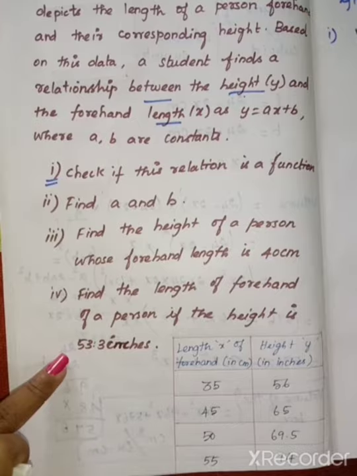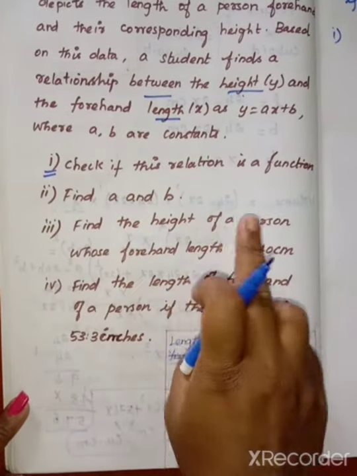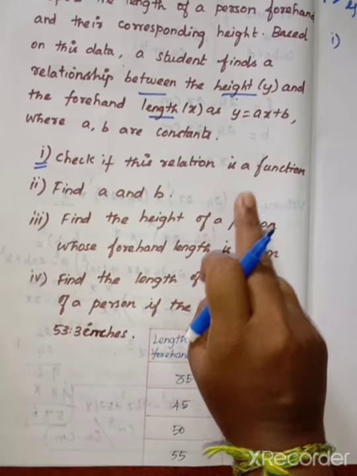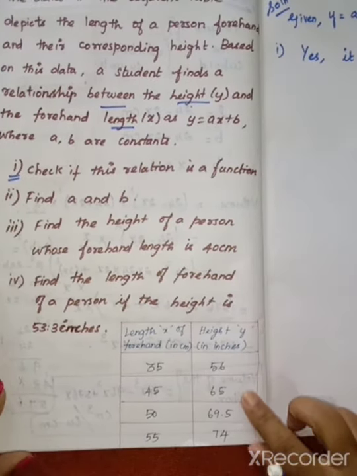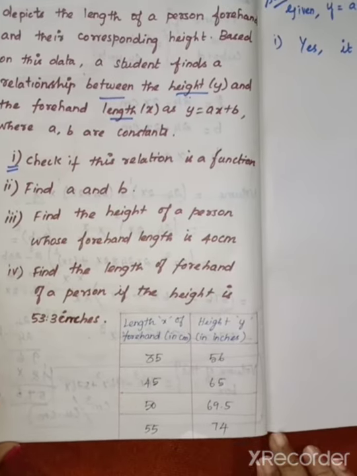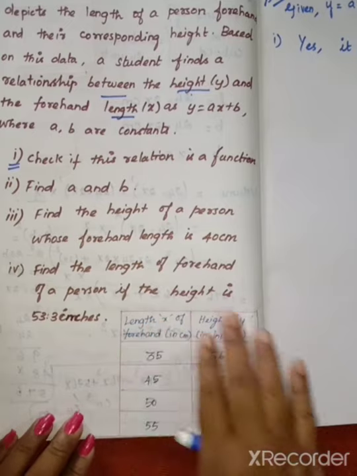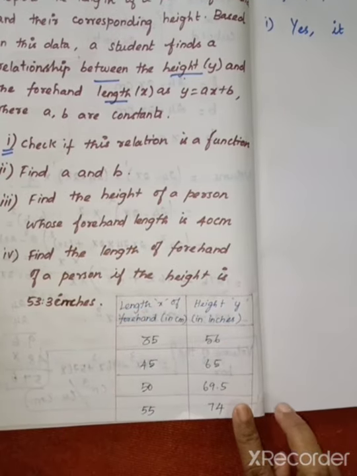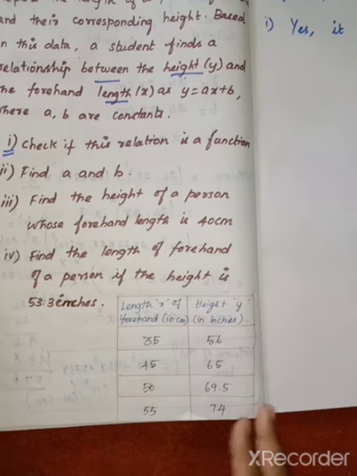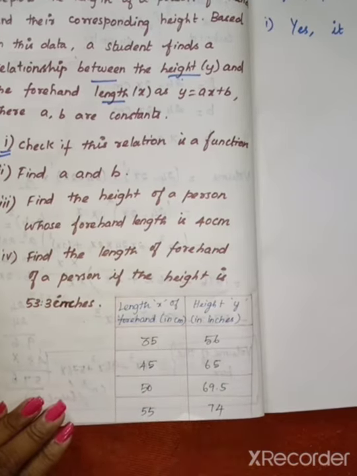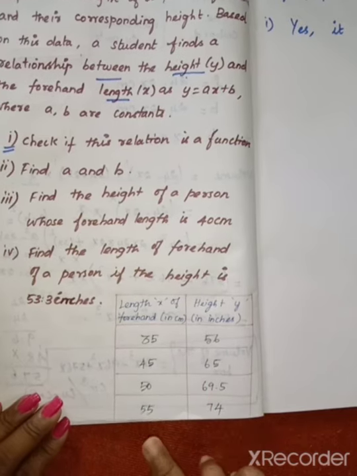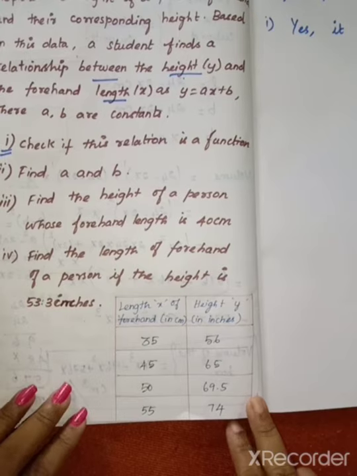Then second subdivision, find a and b. Here they already mention the equation, so from that we can make two equations for finding the values a and b. How can we solve this? From the table we can choose any two columns, that is 35, 56 or otherwise 45. Rows we have to choose, because length and height: we can choose 35, 56 and 45, 65, 50, 69.5, 55, 74. Here you can choose any two.